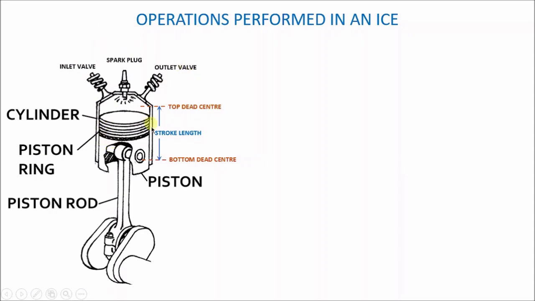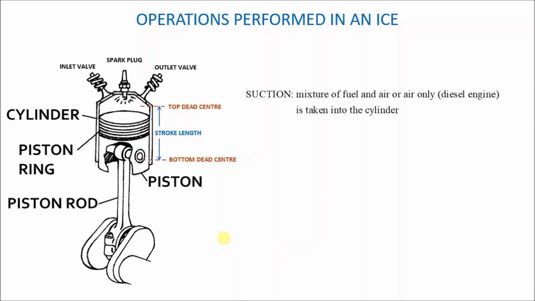Now, let us look at the functioning of an IC engine. Of course, as the piston is moving, the valves are opening and closing. So what exactly happens? I am going to break it to you so that you understand easily. So the first phase that we have is referred to as the suction phase. In other words, the mixture of fuel and air, or air only in the case of a diesel engine, okay? That mixture is sucked inside of the cylinder.